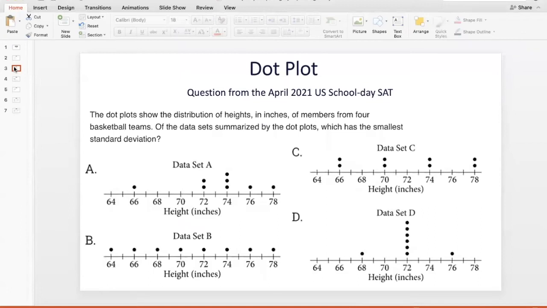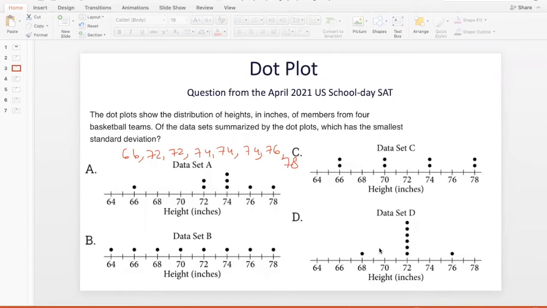Let's do another problem. This is from the April 2021 US School Day SAT. The dot plots show the distribution of heights in inches of members from 4 basketball teams. Of the data set summarized by the dot plots, which has the smallest standard deviation? So here again, if I wanted to list out the numbers, I could say data set A is 66, 72, 72, 74, 74, 74, 76, and 78, right? And similarly, I could write out a list of all other data sets.